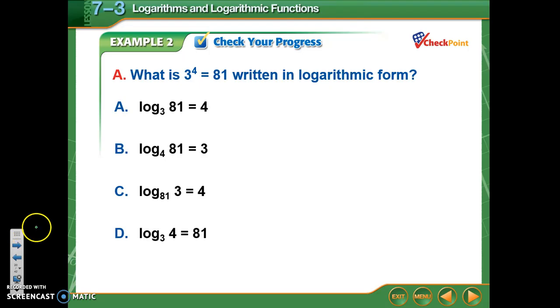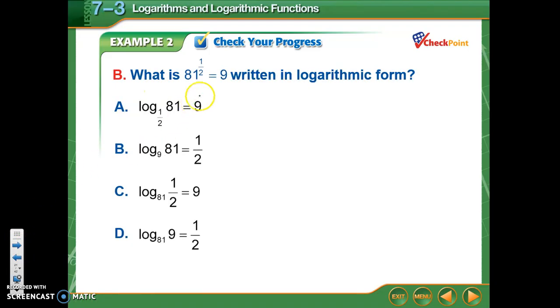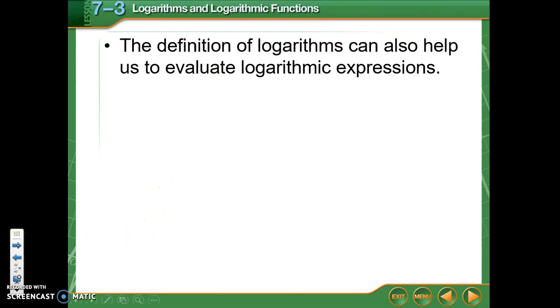Okay, so I want you guys to try. Notice this again is exponential form. We want to put it in logarithmic form. Okay, you should have gotten A. Log base 3 of 81 equals 4. And try this one, 81 to the 1/2 equals 9. In this case, you get D. Remember that whatever the exponent is always what we're equal to when I'm writing it in logarithmic form. So it's log base 81 of 9 equals 1/2.